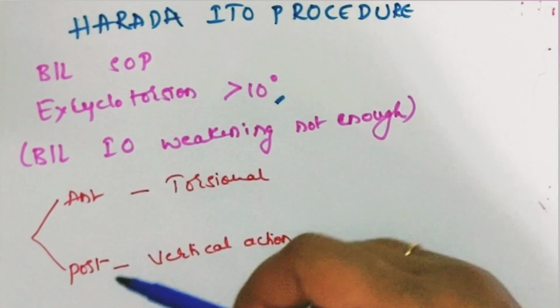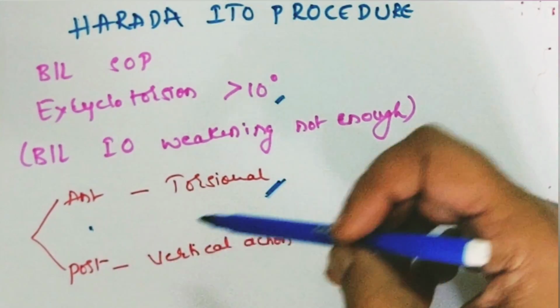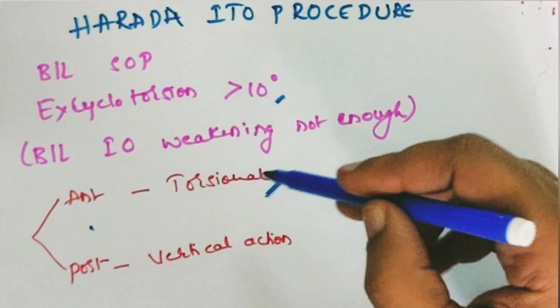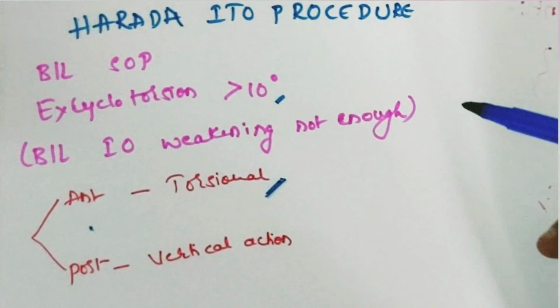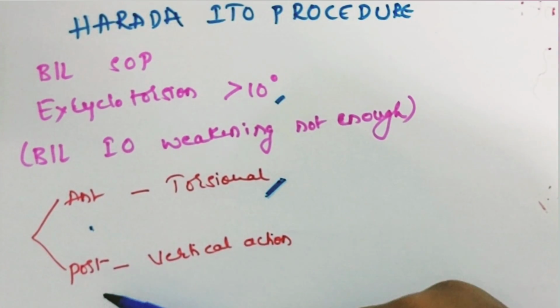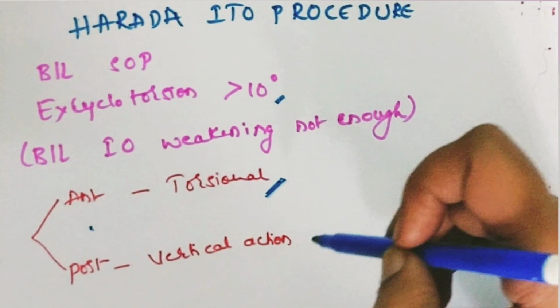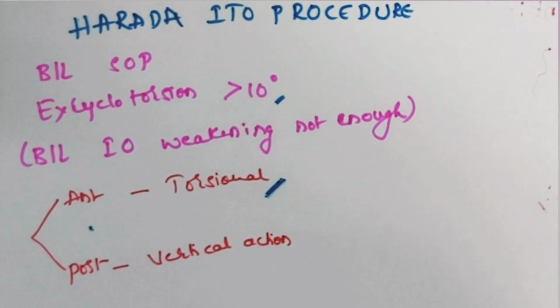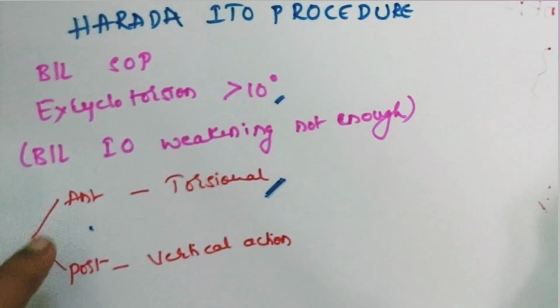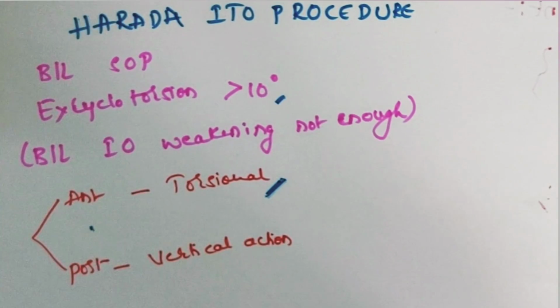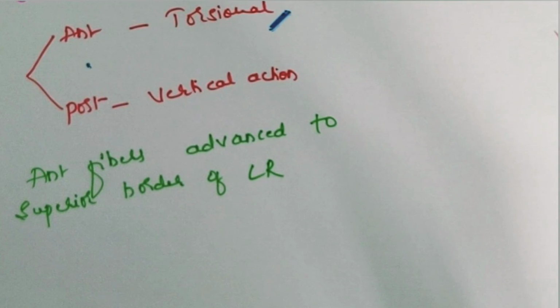As you all know, the superior oblique muscle has a fan-shaped insertion. The anterior fibers are responsible for the torsional component of the action of the muscle, and the posterior fibers are responsible for the vertical action of the superior oblique muscle. So in the Harada-Ito procedure, we split the superior oblique muscle into anterior and posterior components. These anterior fibers are advanced to the superior border of the lateral rectus muscle. They are inserted onto the sclera about 8 mm posterior to the lateral rectus insertion.